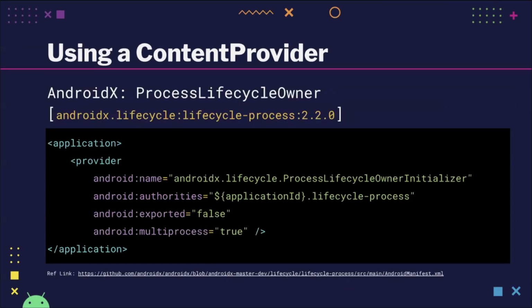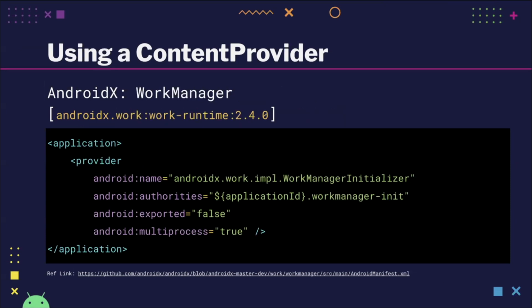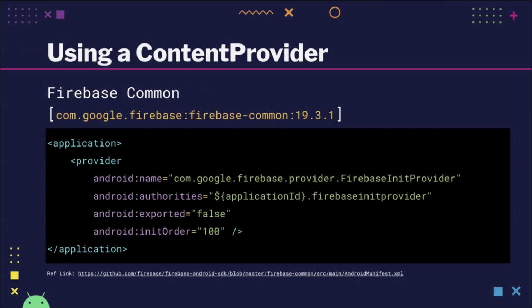Now, a lot of the other libraries are actually using this functionality, right? So you have the process lifecycle owner, which is pretty normal. It should do that because it needs to start up and initialize itself as soon as the process starts up, right? So they are doing this in AndroidX right now, which is totally fine. And I think they are doing it for the right reasons. Then you have the work manager, which also needs to do the same thing. It needs to schedule jobs and everything. So it also does the content provider trick.